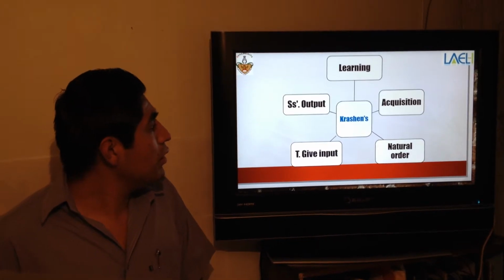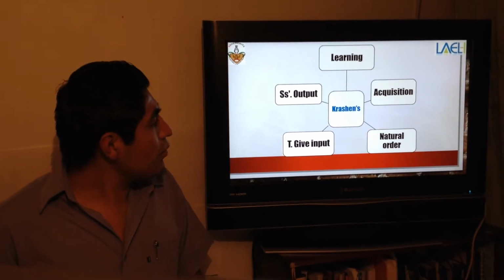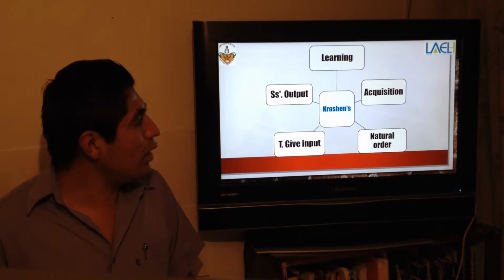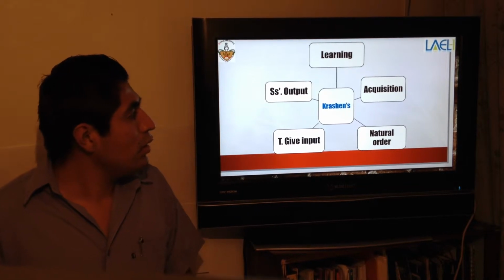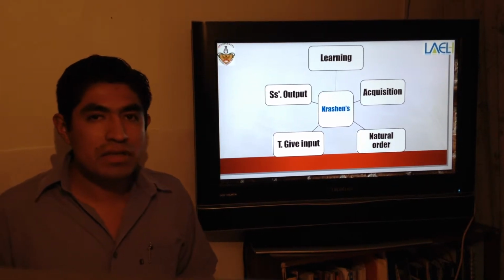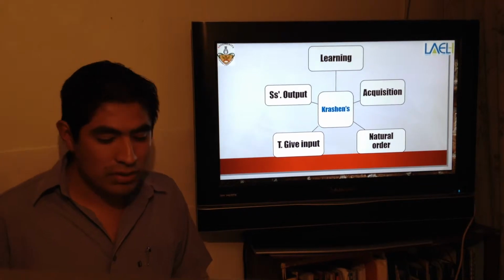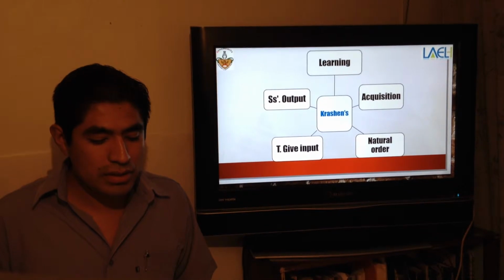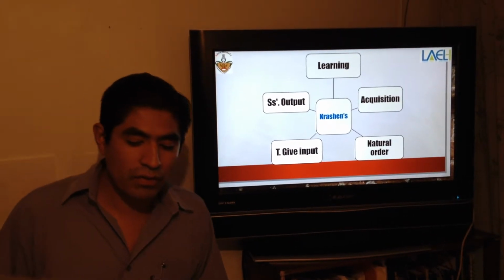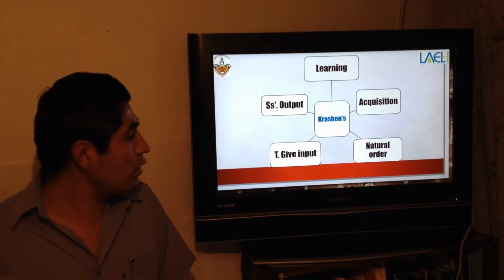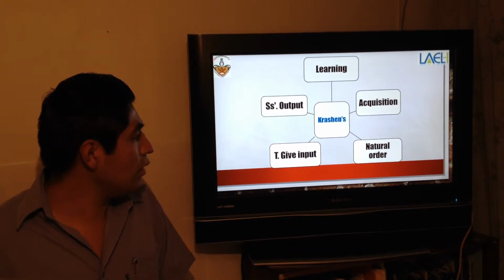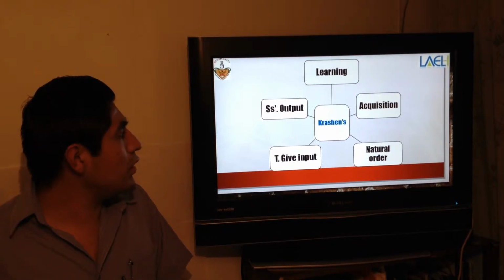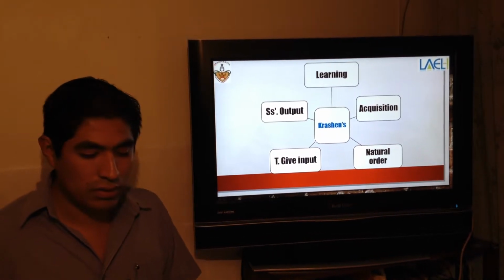Number 3, Krashen. This person said that learning is in two ways, like acquired and natural order. It's acquired for the natives and it's a natural order process for the non-native person. In this theory, the teacher gives information and several tools for learning a language. This is the input. And the students receive this information, and we can call that the output.